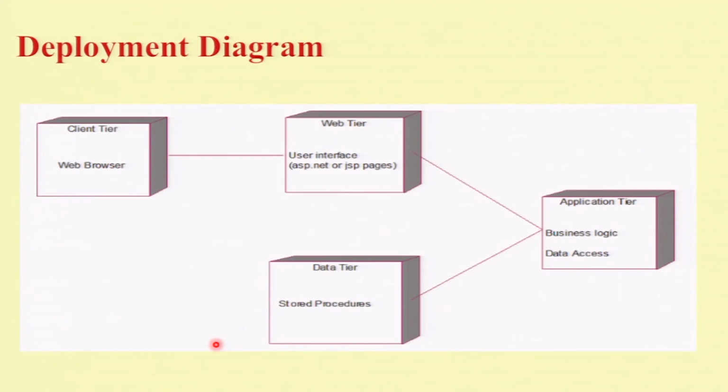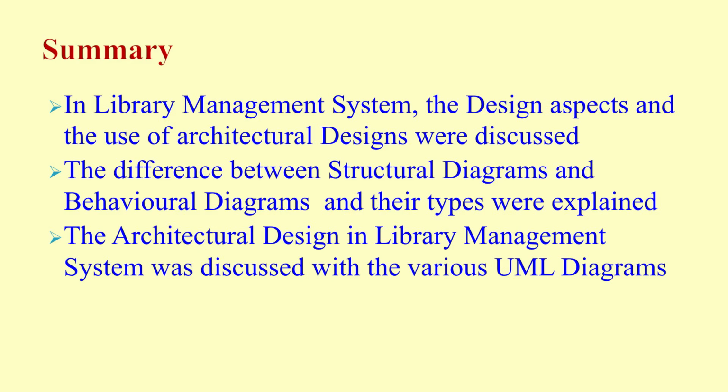So now, my dear students, let us summarize whatever we have seen with respect to our case. In the given case, the library management system, the design aspects and the use of architectural designs were discussed. The difference between structural diagrams and behavioral diagrams and their types were explained in detail. The architectural design of the library management system was discussed with various UML diagrams. I suppose by now you would be comfortable in designing a particular software.